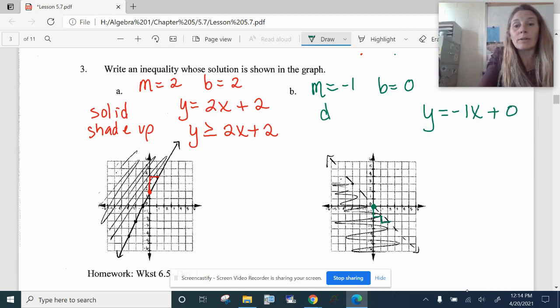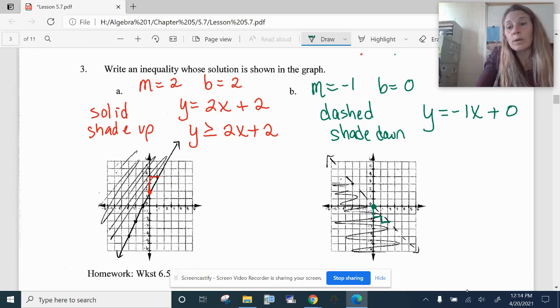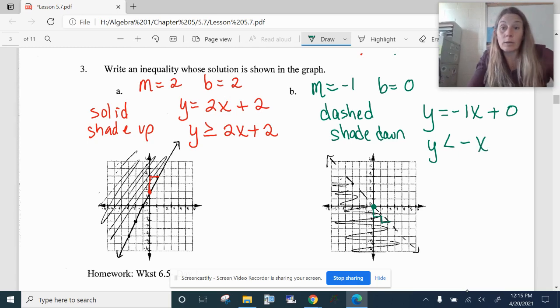Now this time I have a dashed line, and I'm shading down from the y-intercept, so that means I'm just going to have a y is less than, and it would just be -x because I don't need to put the 1 and I don't need to put that 0. So just y is less than -x.